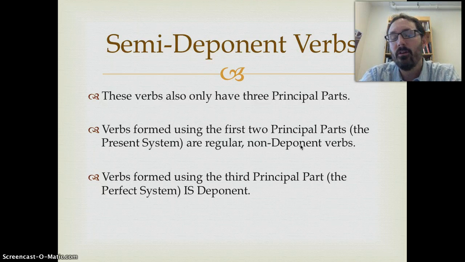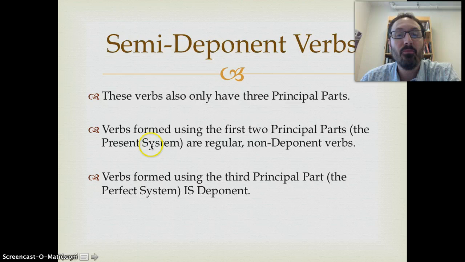And I told you way back then, or your Latin 1 teacher would have told you, don't worry about that. It's not a big deal right now. And it wasn't. But now it is. So when you look at a verb like audeo, audere, ausus sum, you note that it only has three principal parts, just like a normal deponent verb. But the way that that verb works is that the first two principal parts, audeo, audere, in the case of our example, are regular non-deponent verbs. It's just a plain old second conjugation verb, conjugates like any other second conjugation verb. So audeo, audes, audet, in the future, audebo, audebis, audebit, and so on. Nothing shocking about that at all.